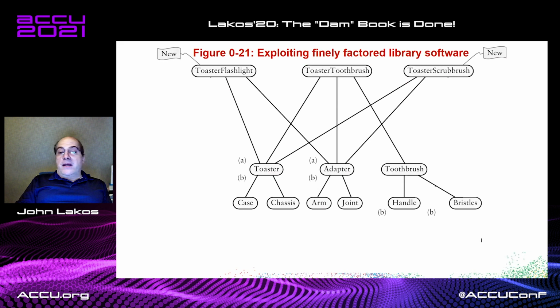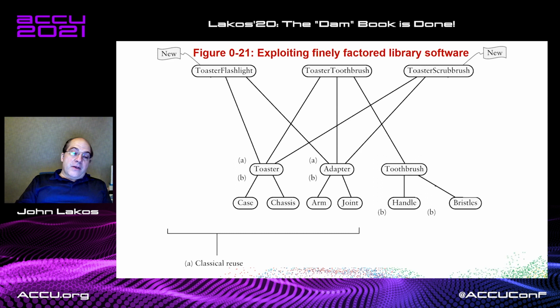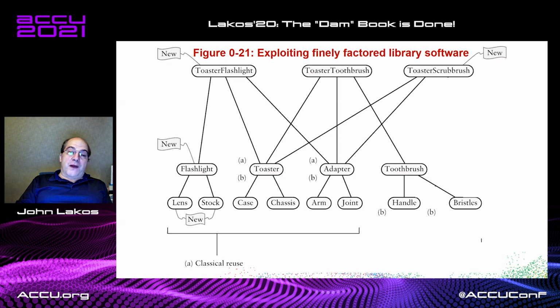So if we look at the decomposition of this, suppose we wanted to create a toaster flashlight. We have a toaster toothbrush. We want to create a toaster flashlight. So classical reuse would say we would build ourselves a flashlight. So here's our flashlight, and then we would reuse it.